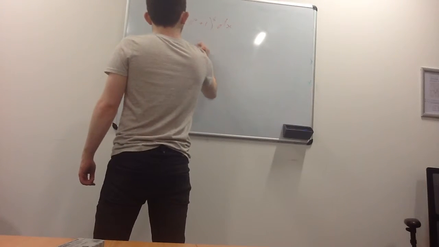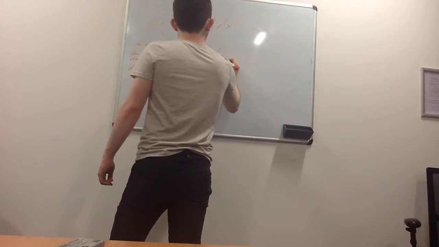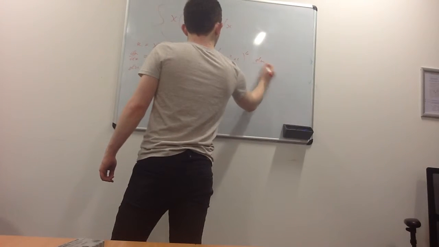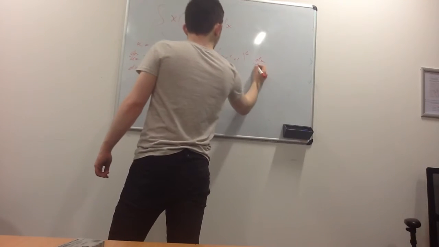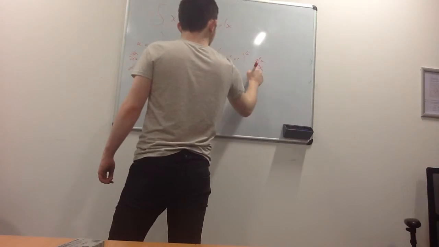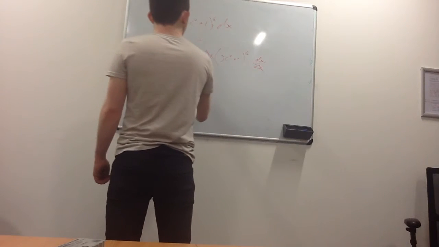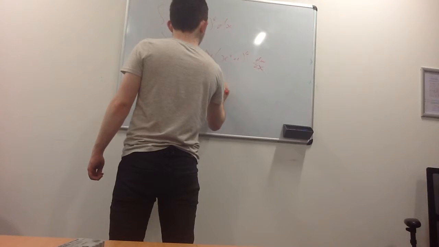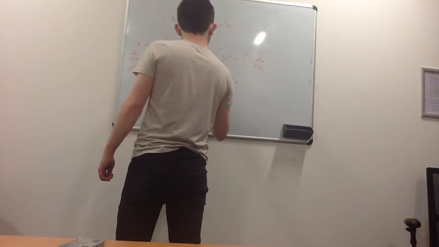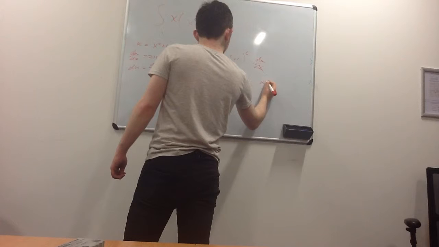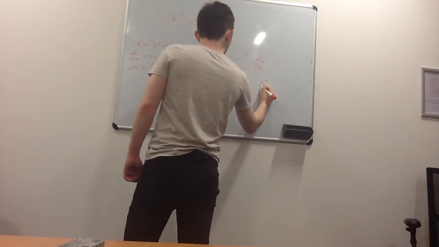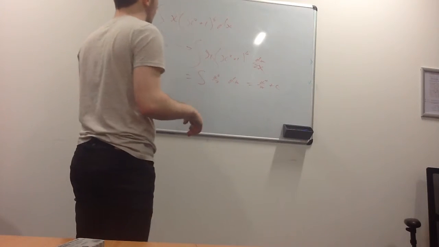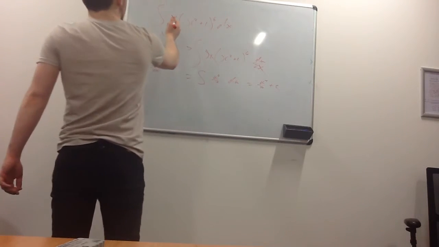I rewrite that, and that would go into x upon x squared plus 1 to the power of 6 times du over 2x. My x is cancelled, but the 2 stays, and that becomes u to the power of 6 over 2 du, which then simply turns into u to the power of 7 over 14 plus c. Now I am going to tell you what happened.